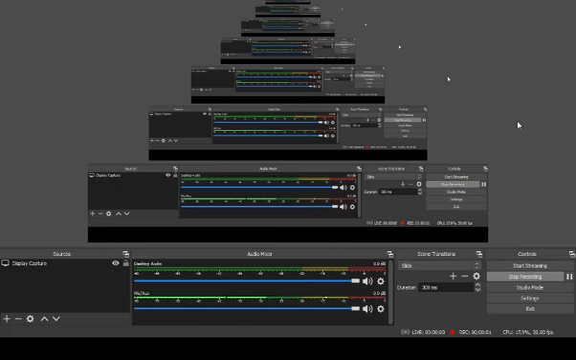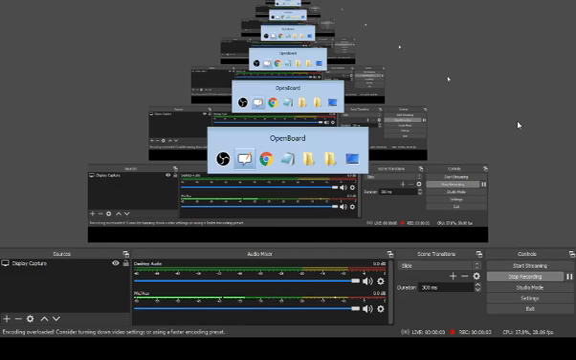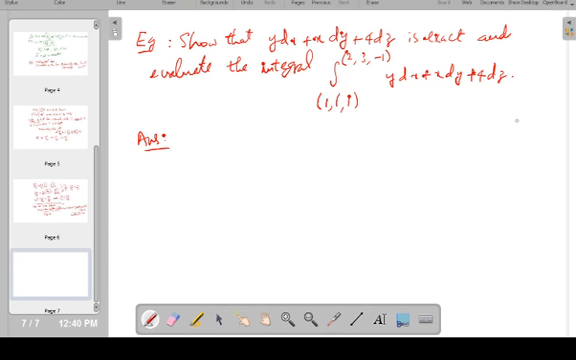Hello students, we will do one more example. You are given a differential form y dx plus x dy plus 4 dz. Show that this is exact and evaluate the integral from (1, 2, 3) to (−1, ...) of y dx plus x dy plus 4 dz.